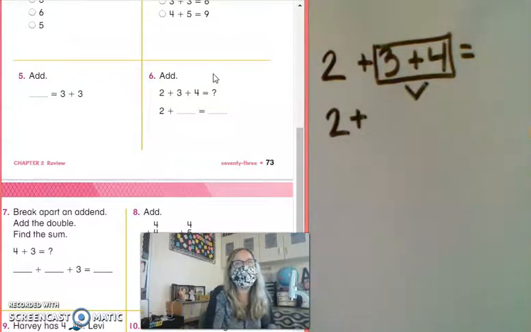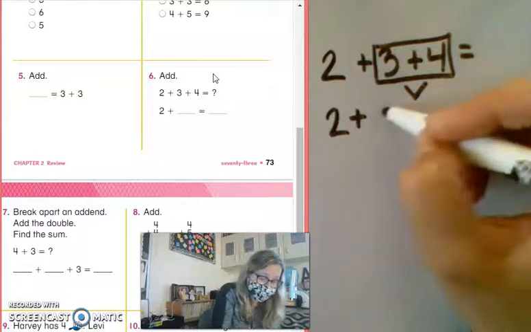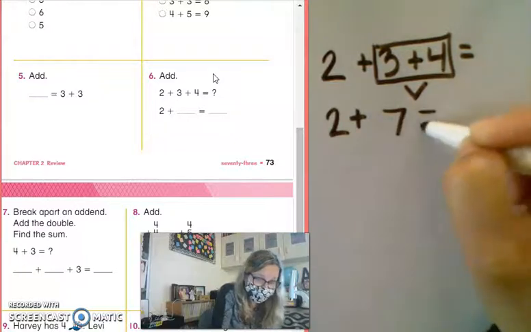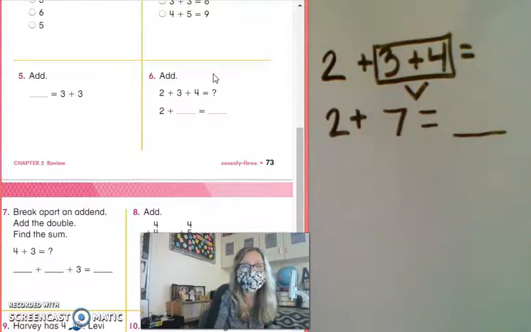What is 3 plus 4? Remember, you've got fingers. You can draw it out. You can count on. Amelia, what is 3 plus 4? 7. So now we're looking at 2 plus 7 equals some number. So you should have a 7 on this line, 2 plus 7.